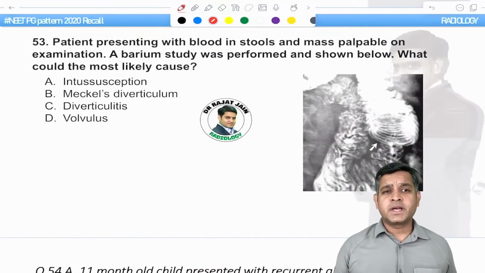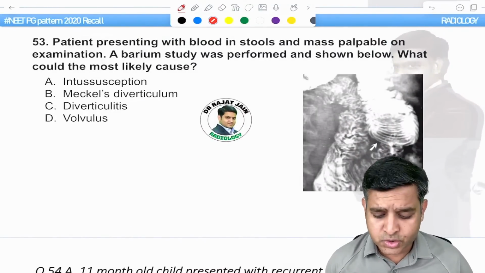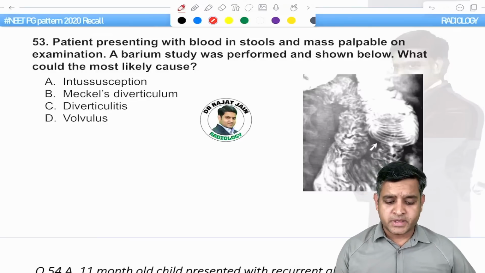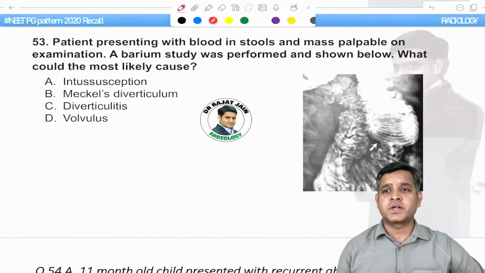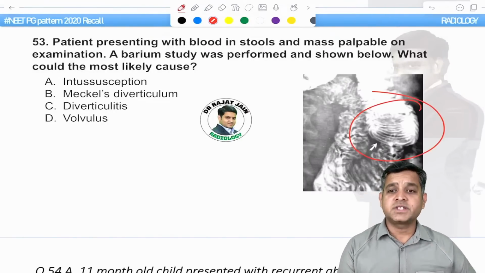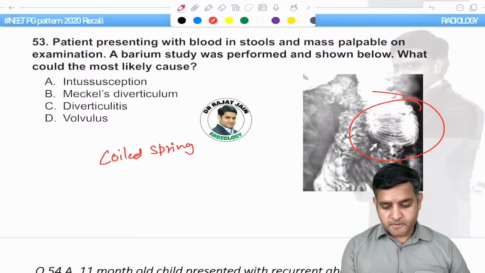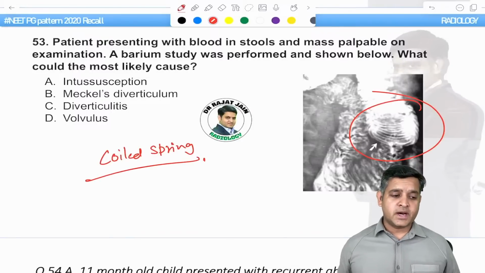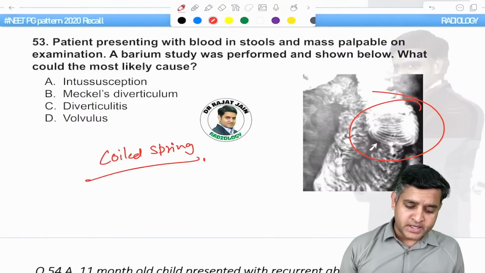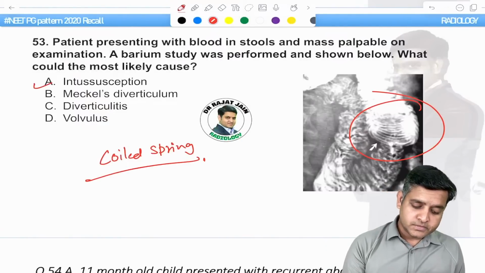53. A patient presented with blood in stool and a mass palpable on examination. A barium study was performed and is shown below. What are we seeing? What is this called? This is called coiled spring appearance, and coiled spring appearance is a feature of intussusception.